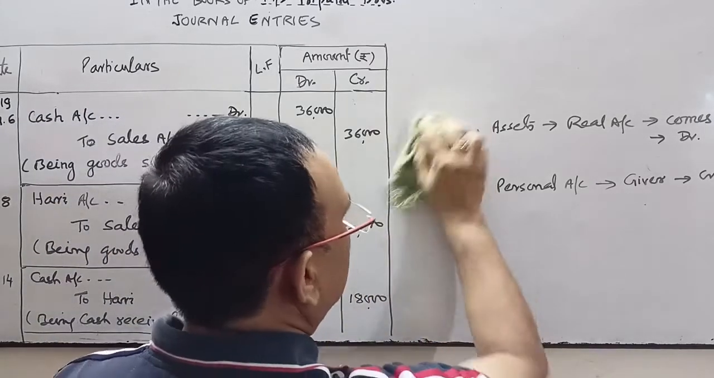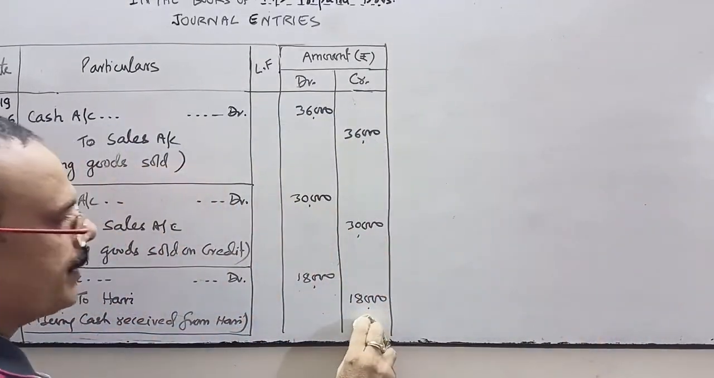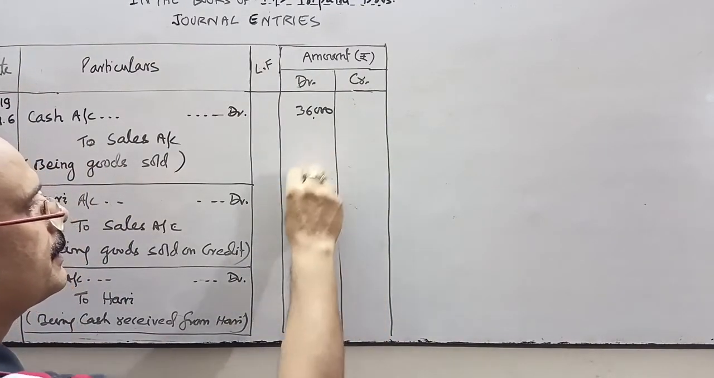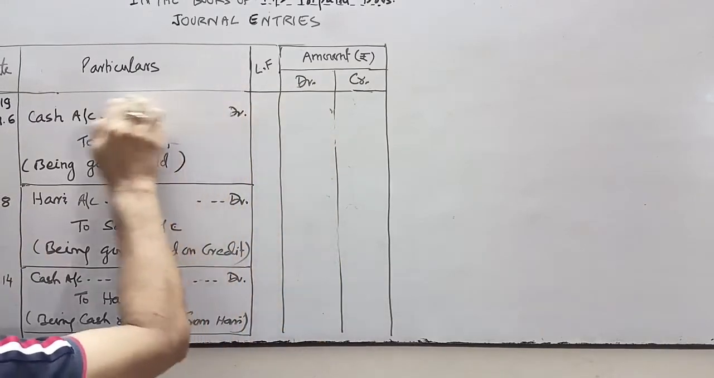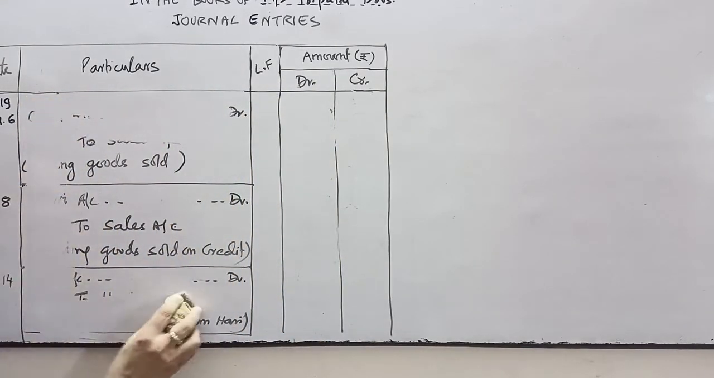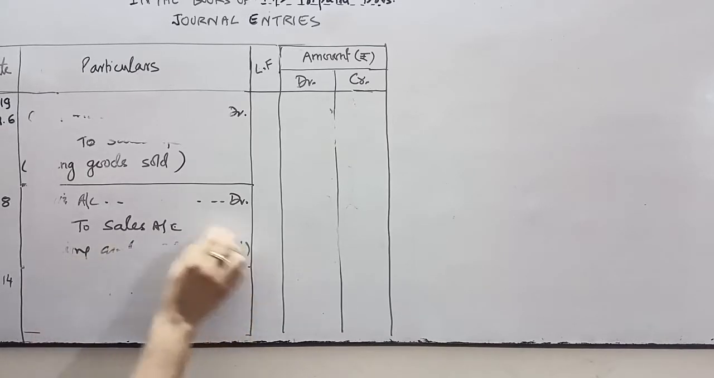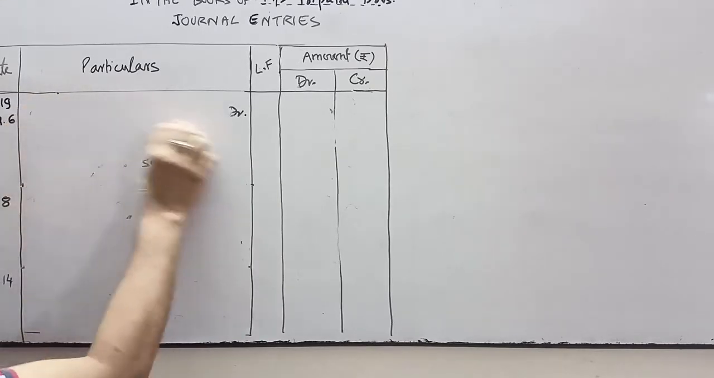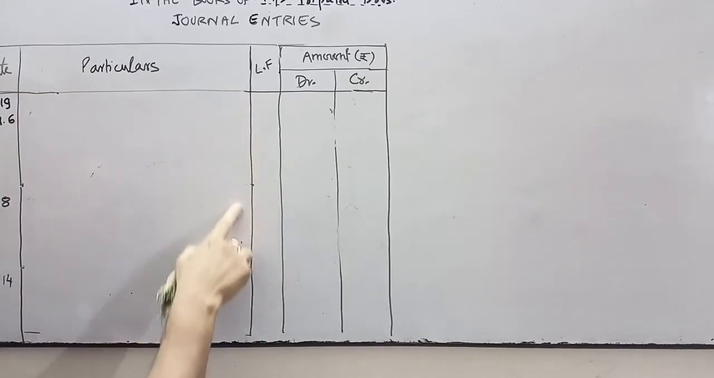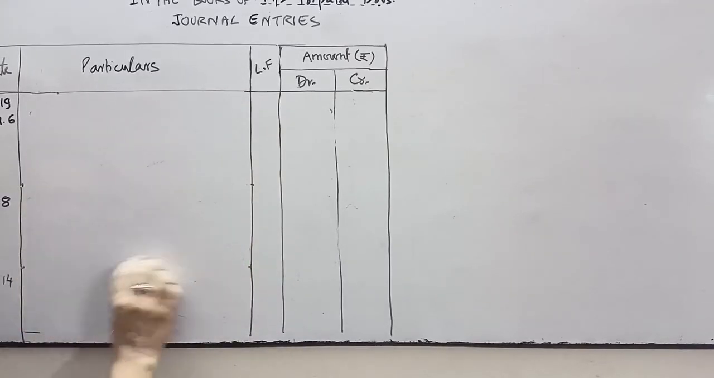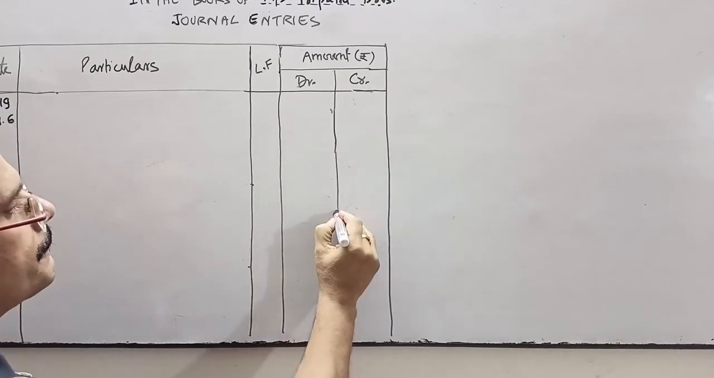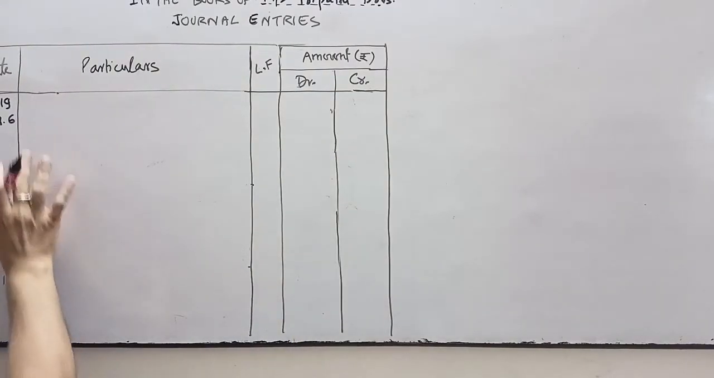Now for the next transactions, I'm just going to erase this figure from this space, so that I can continue with the next transactions. I have limited area to write, so that's why I'm erasing it. You write it in your copy from one page to another page. Okay, continue your writing. Now come to the next transaction.